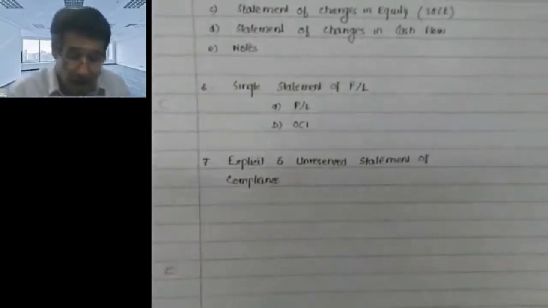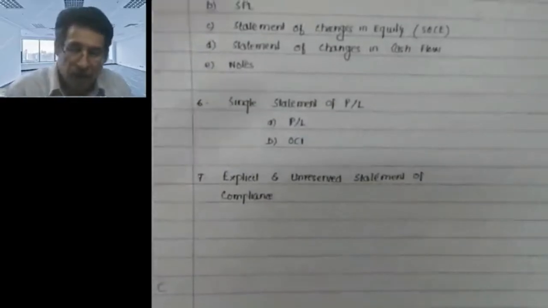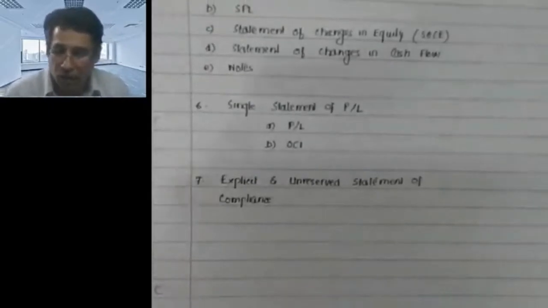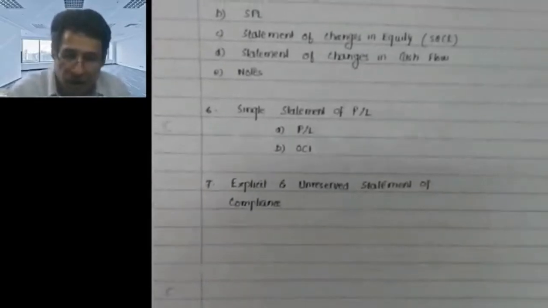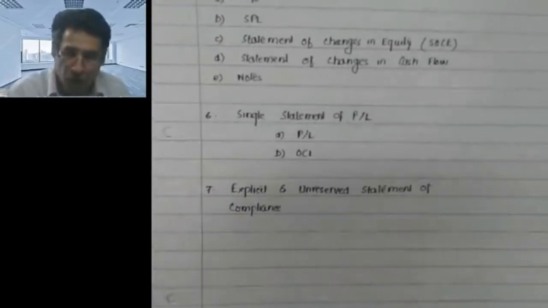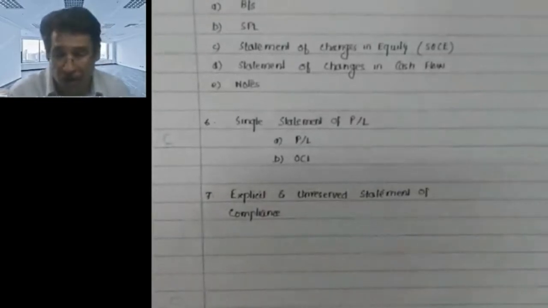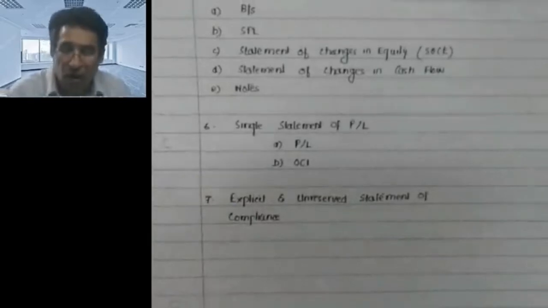What does it mean? It means, suppose I, as an entity which is following Ind AS, have prepared my financial statements for the year, and I want to tell the world that I have followed Ind AS while preparing these financial statements. Then I need to make a very clear, self-explanatory, explicit statement that we have complied with all the accounting standards. That means the financial statement of an entity must contain an explicit and unreserved statement of compliance. And if it is not there, then we shall construe that the entity hasn't complied with the relevant Indian accounting standard. So that is why this is a very, very important term.